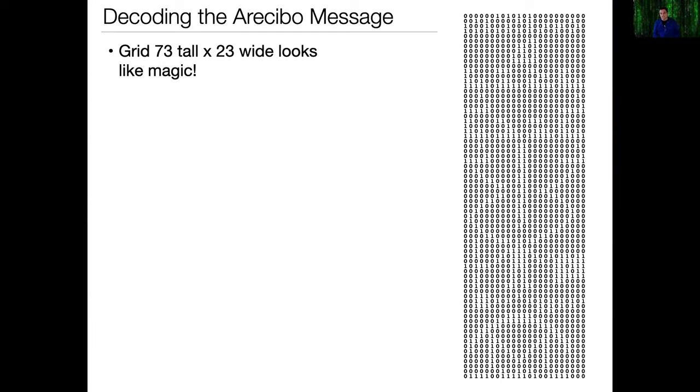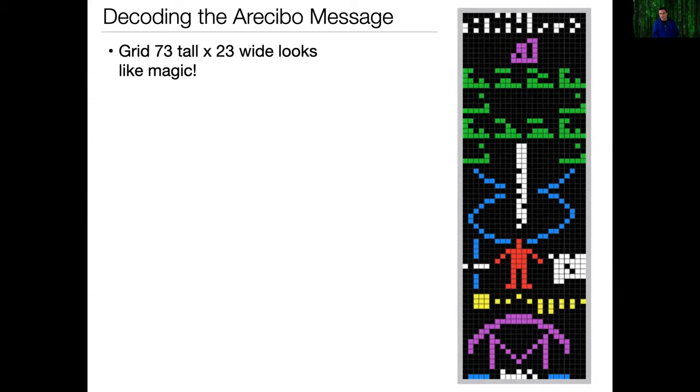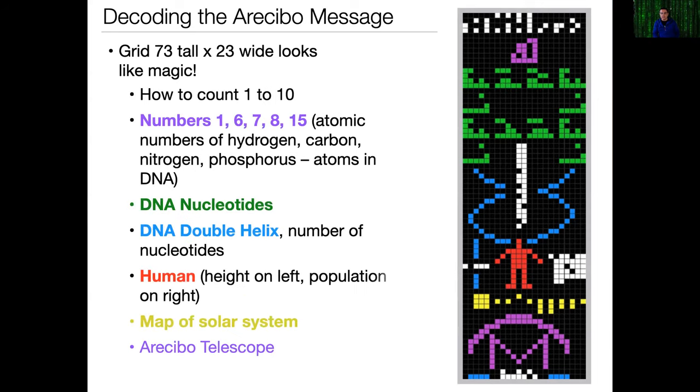So what is the message? Well, let me color it in to give you a better sense of it. I've color-coded it here so that I can talk to you about all the different things in the message. So what is it? The very top row, in white there, is the number system used in this message, how to count from 1 to 10.